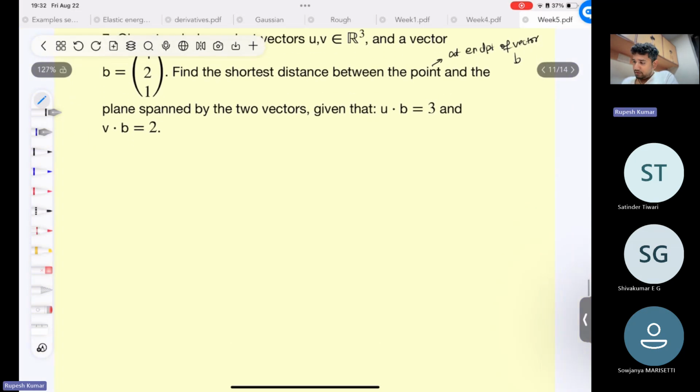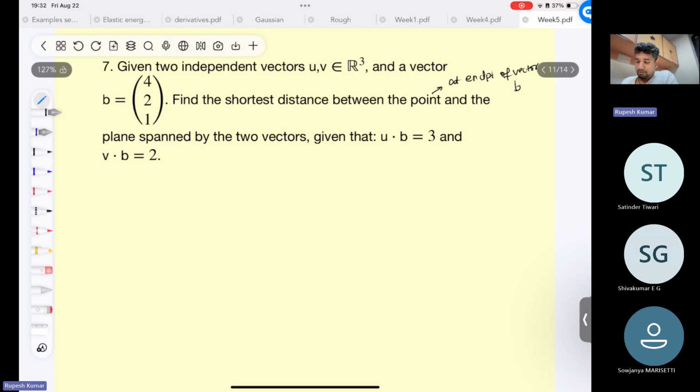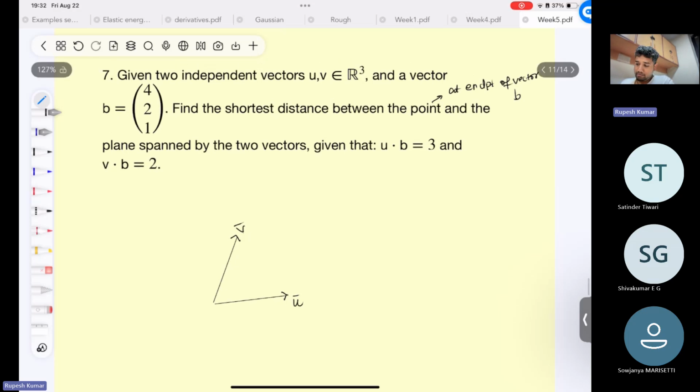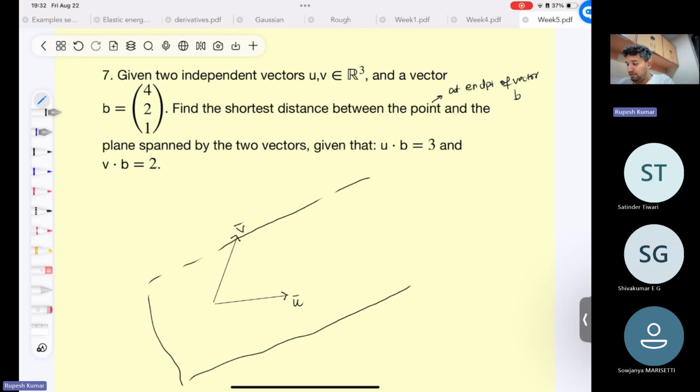So we have two independent vectors, u and v, and we have no information on them. So let's assume some vectors. Let's assume this is our vector u, and this is our vector v, right? Now we all know that they span a 2D space if they are independent. So this is the plane spanned by these two vectors.